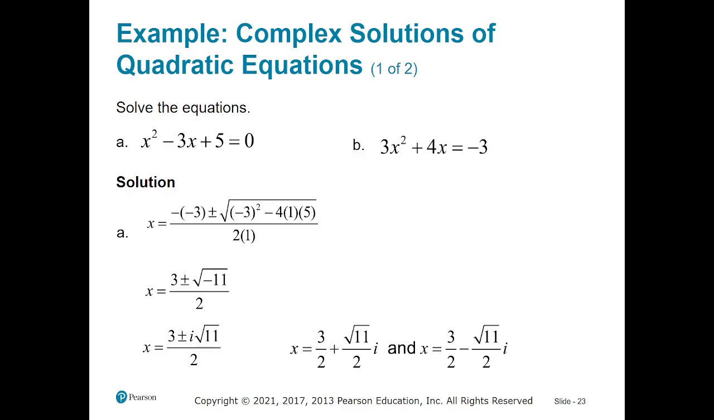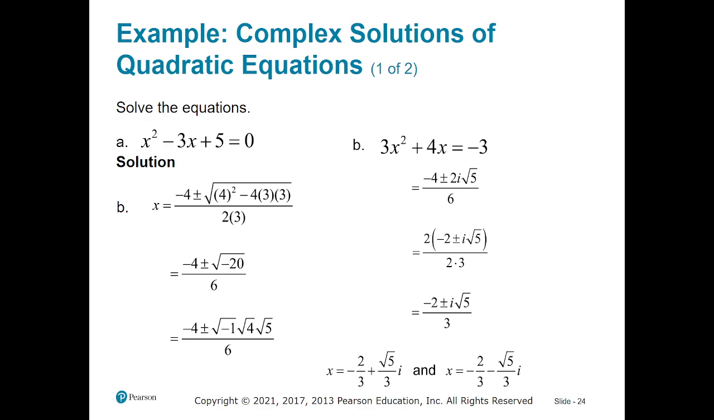Okay, so when we see something like this, like 3 halves plus or minus square root of 11 over 2 times i, we have to remember that this notation means that there's actually 2 solutions in here. It's saying that x is 3 plus i square root of 11 over 2, and x is 3 minus i square root of 11 over 2. Okay, so there's 2 solutions in there.